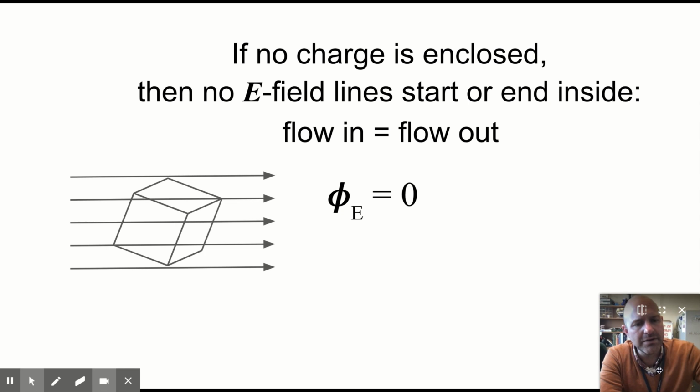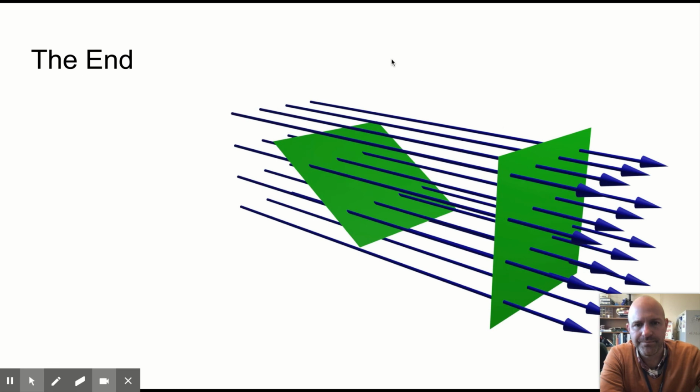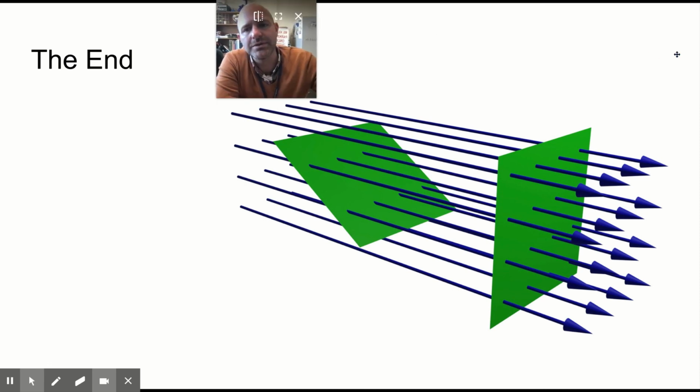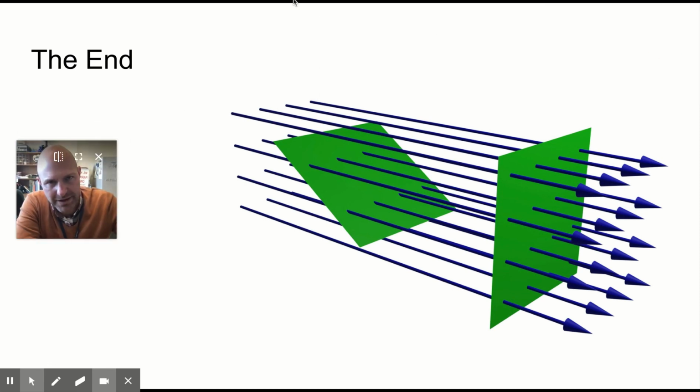So here's the summary. If no charge is enclosed, then no E field lines start or end inside, so the flow in must be equal to the flow out, and the net flux is zero. If the opposite is true, then there will be a net flux. So that's it, those are the fundamental ideas here. We will talk more about how we use Gauss's law to actually calculate the electric field in a variety of situations in our next video.